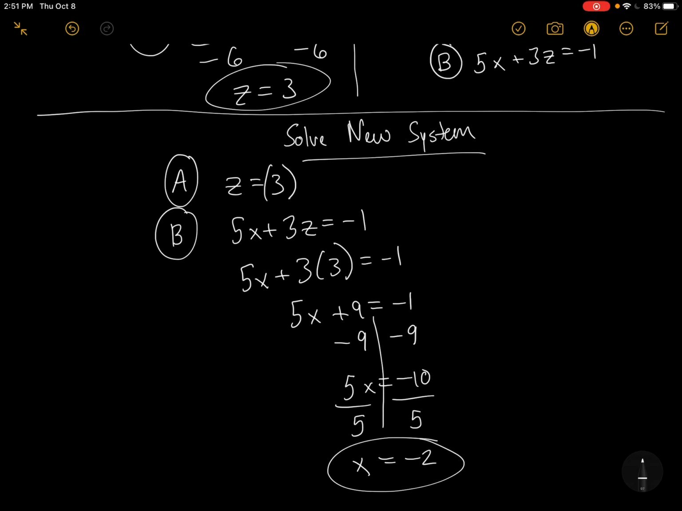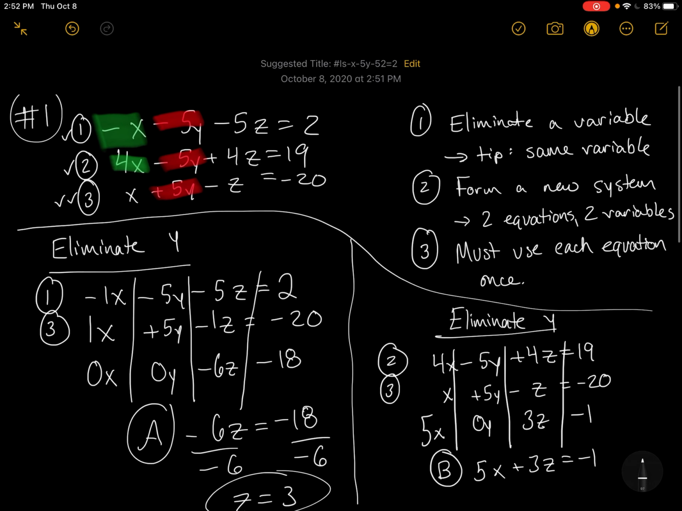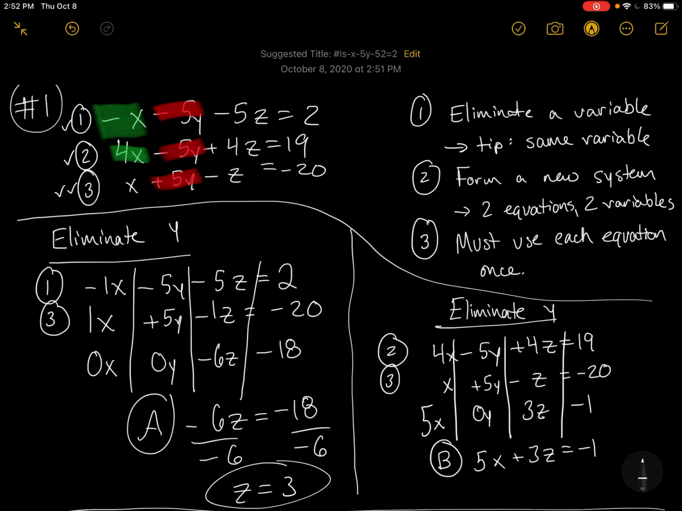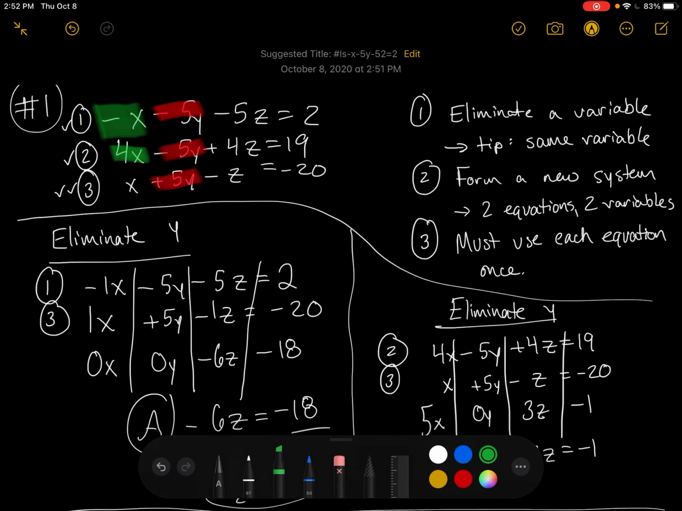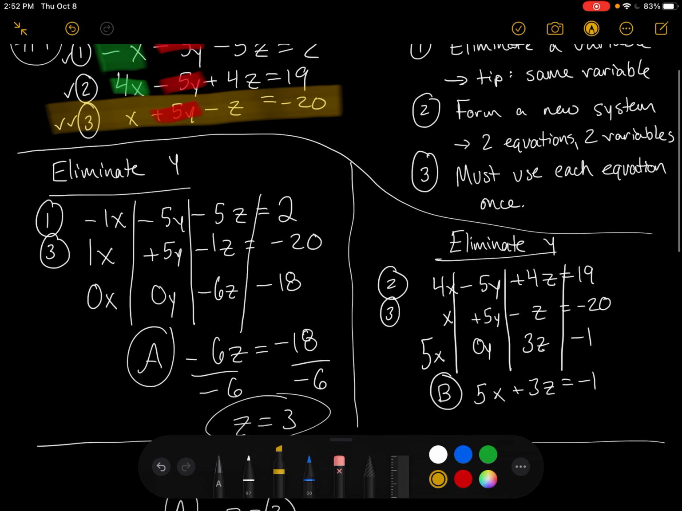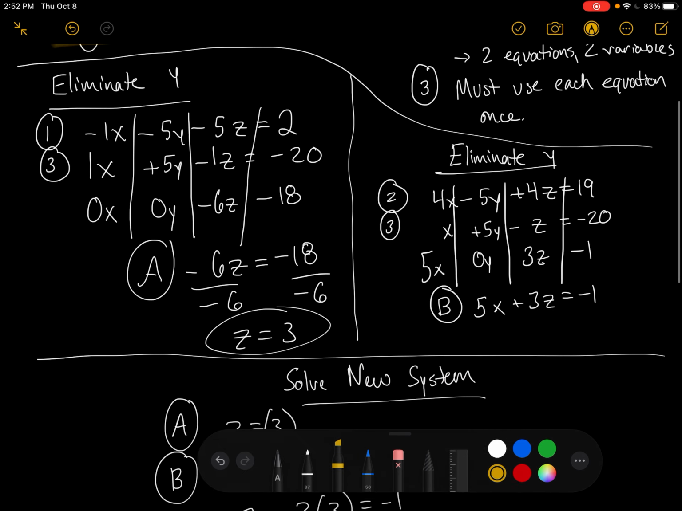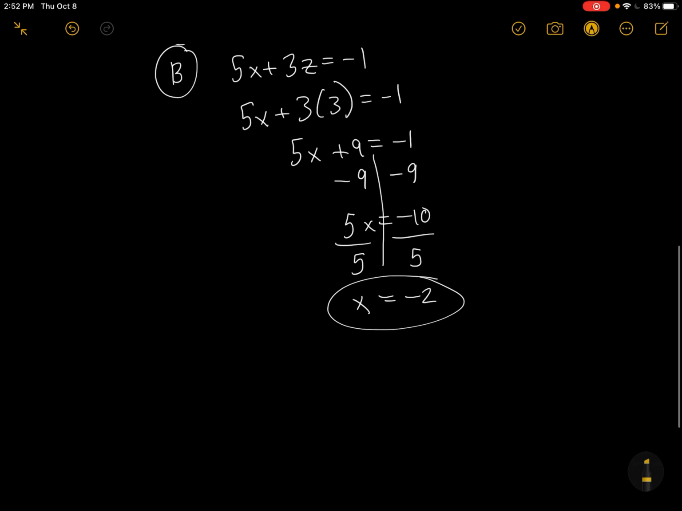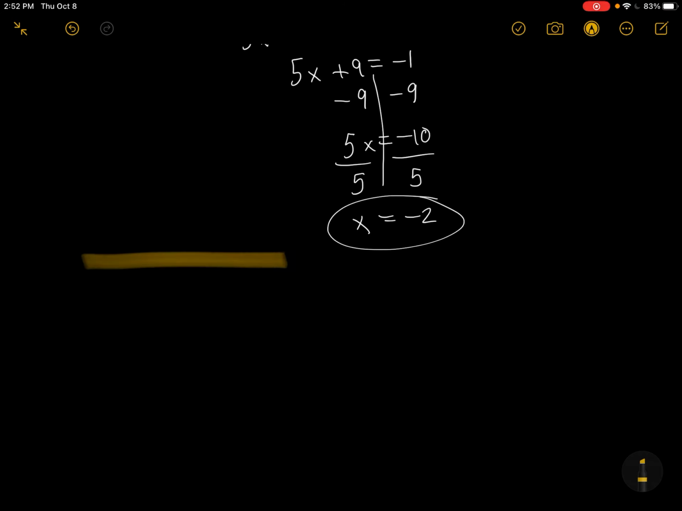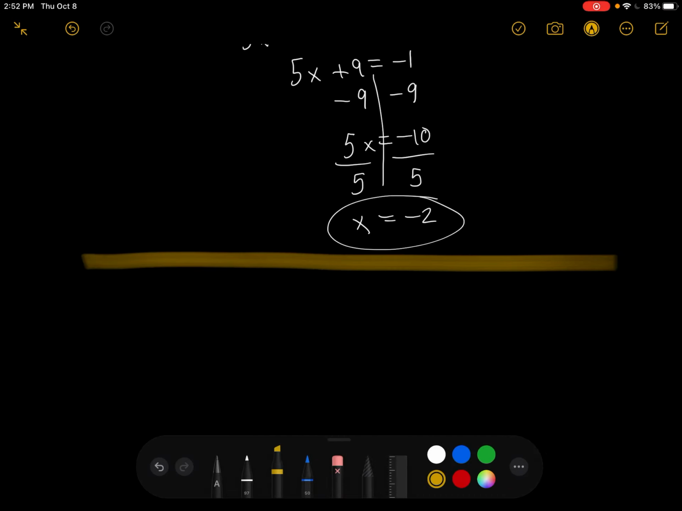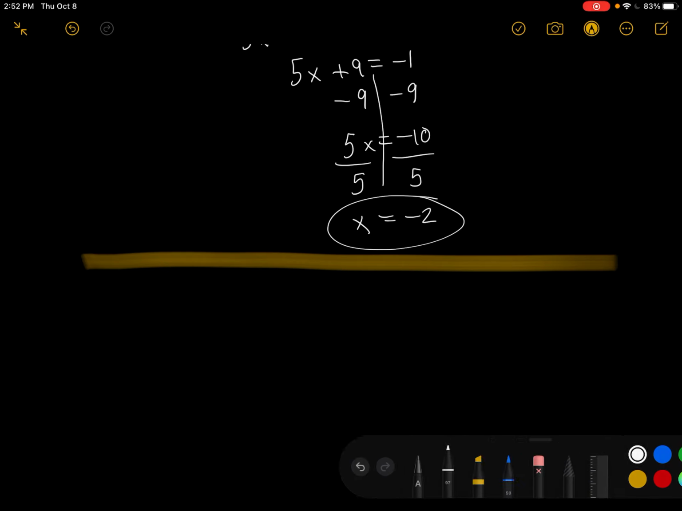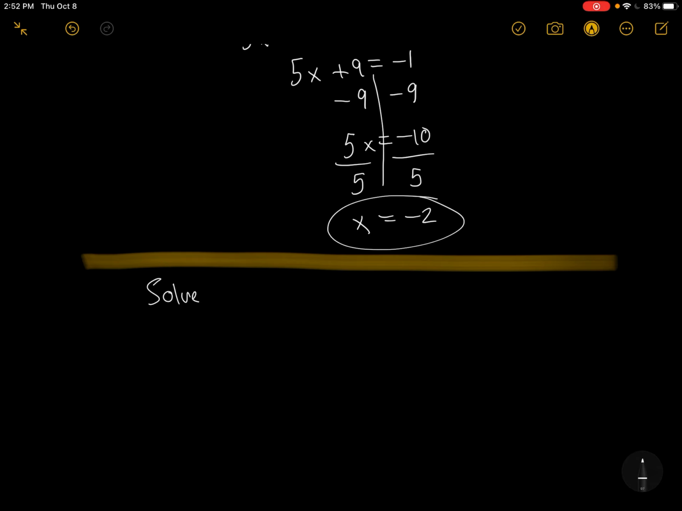So our last step is to find y. Because we've eliminated it in our new system, we've got to go back to the original system here and pick one of these equations. So maybe we can pick equation number 3. So let's use this. We'll plug in our x and our z value into that equation, and then we'll be able to solve. So our final step here is to solve for y.